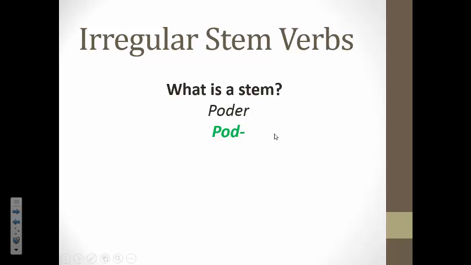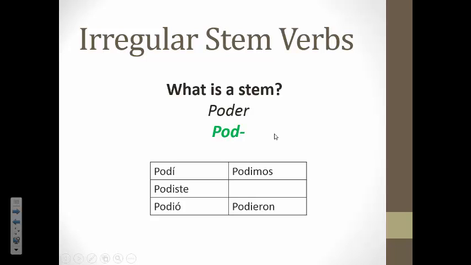Okay, so if you didn't know any better, and please do not write this down, you would look at poder, see it's an ER verb, you would put your ER, IR preterite endings, and you would believe that poder's conjugation in the preterite is podí, podiste, podió, podimos, podieron. Okay? No, that is incorrect. Okay, because poder is an irregular stem verb. That means its stem is not going to be P-O-D. Its stem is going to be something else.